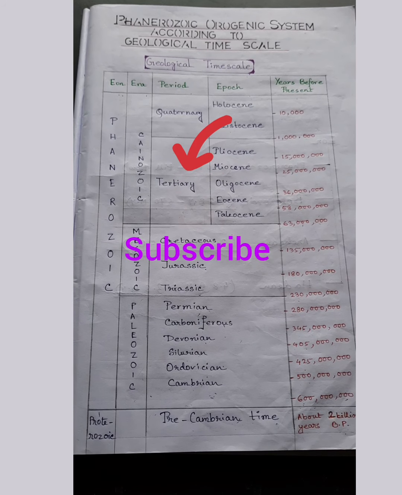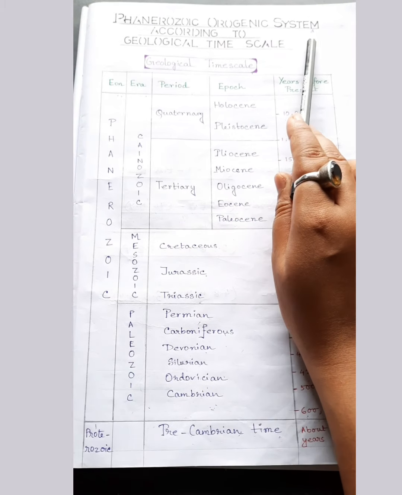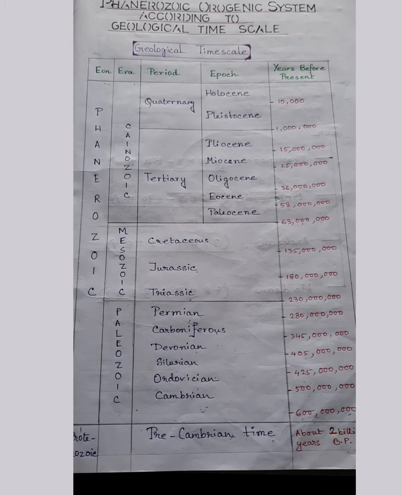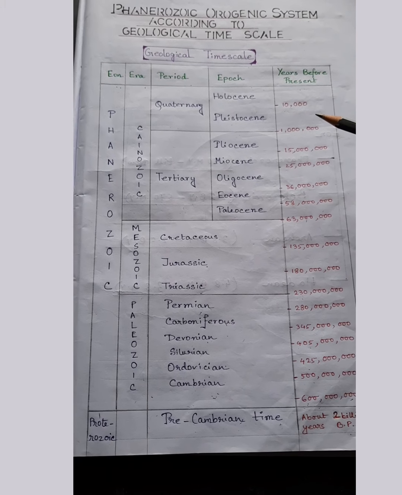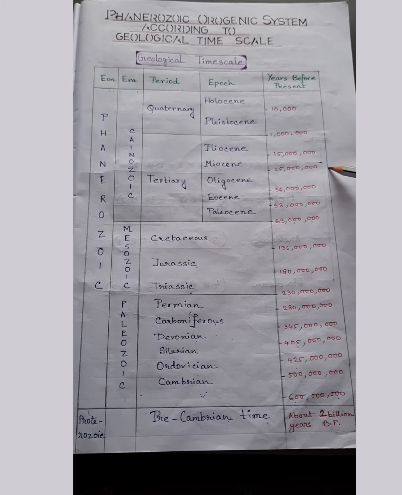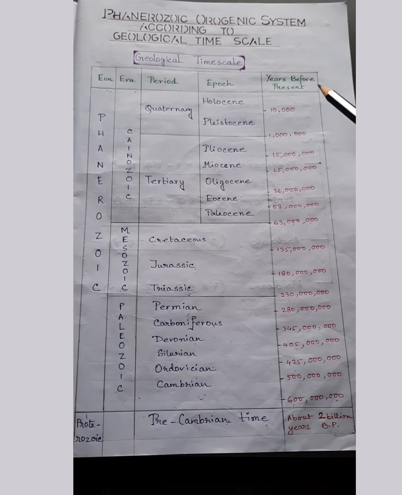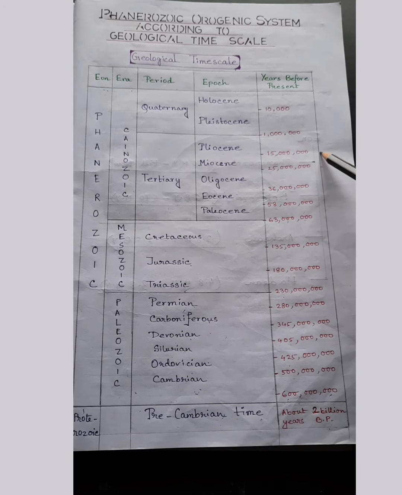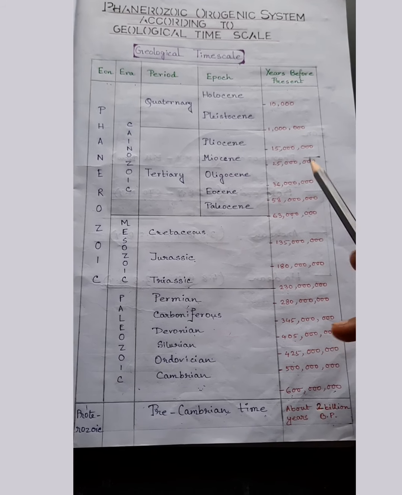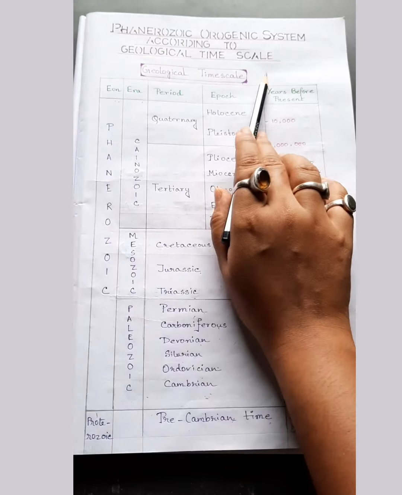In today's class we're going to discuss the Phanerozoic orogenic system according to the geological time scale. Before going to the discussion, I'd like to say this is a very important topic in the UGC NET syllabus, because a lot of questions come every year from this chapter on the geological time scale. So before going to the detailed topic, we'd like to discuss the geological time scale.